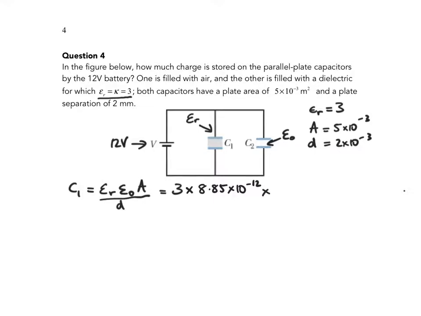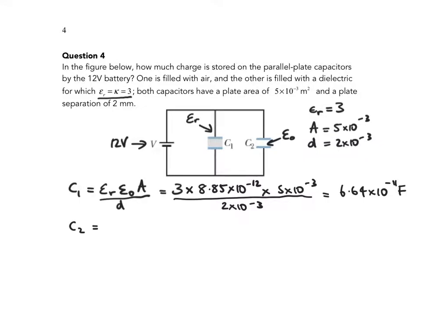The area, we're told, is 5 by 10 to the minus 3. Then we divide through by the distance between the plates, 2 by 10 to the minus 3, and we get an answer for the capacitance, which is 6.64 by 10 to the minus 11 farads. Small value. Okay, we can go ahead and do C2.